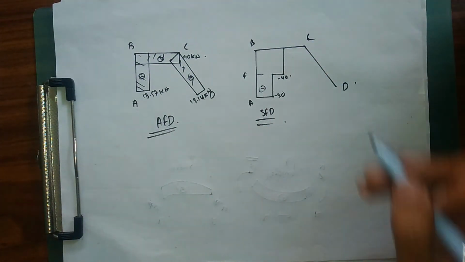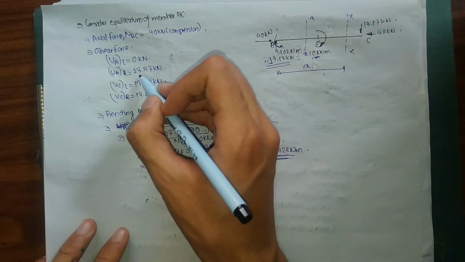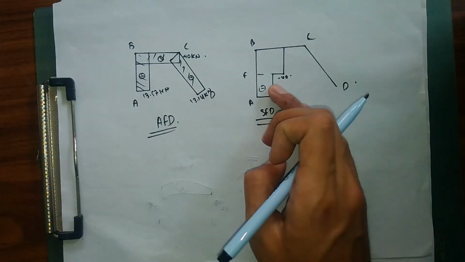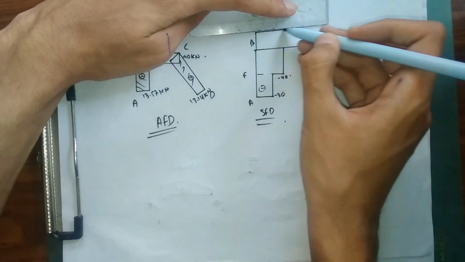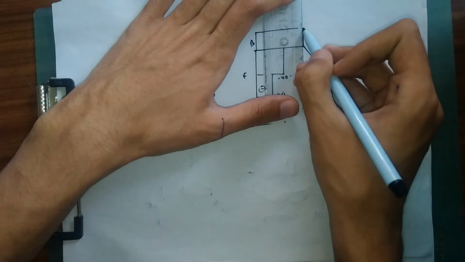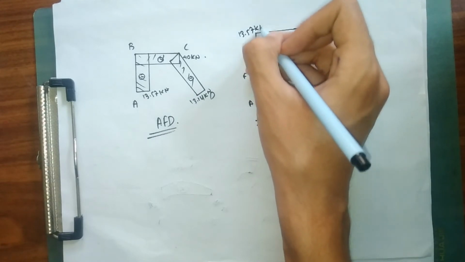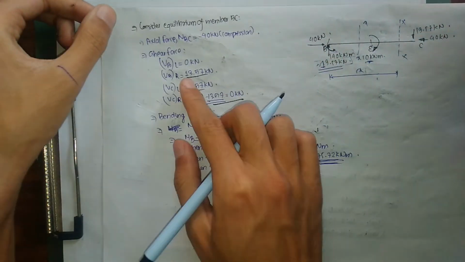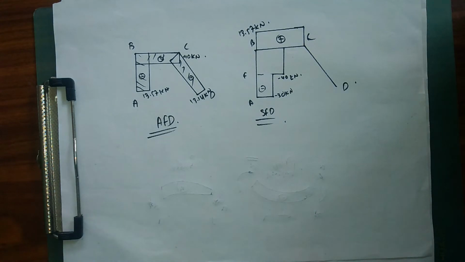Now for my member BC, we found our shear force to be equal to 13.57, but it was positive. Positive means upward, so we are showing negative downward and positive upward: 13.57 upward, and it was constant until it became finally 0 at point C. So we are going to show it positive, which is 13.57 kilonewton. As you can see over here, our shear force was 13.57 at right of B, and it remained constant until it was finally 0 at C. Now for our member CD.